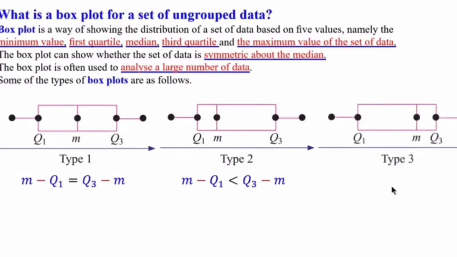For type 3, Q3 minus median is less than median minus Q1. So the Q3 minus M line looks shorter, and the M minus Q1 line is longer. Okay, so this one is type 3. So there are 3 types of box plot.